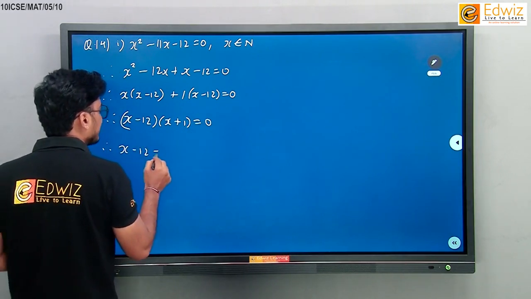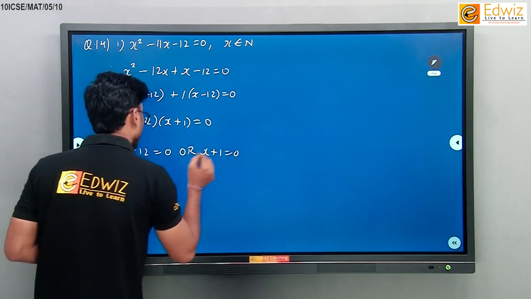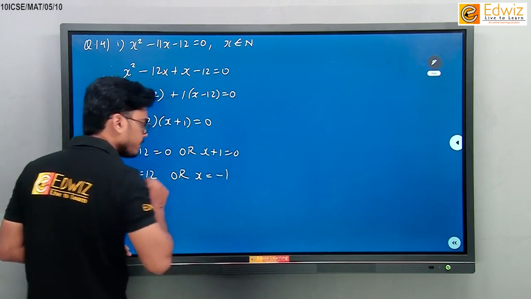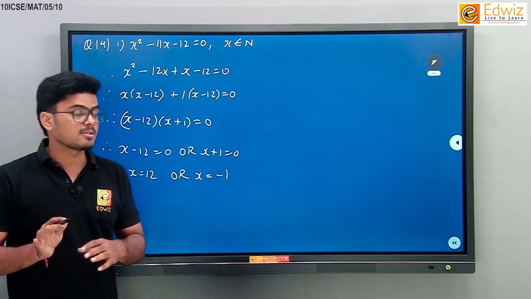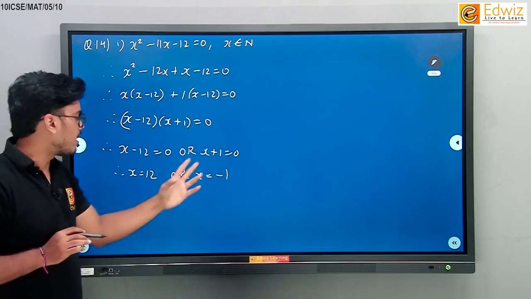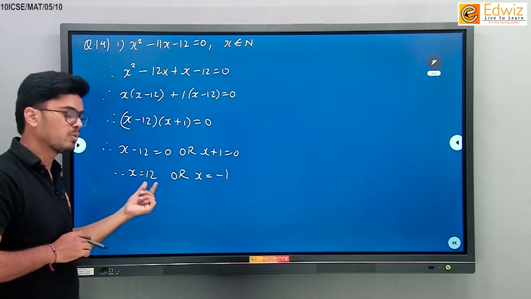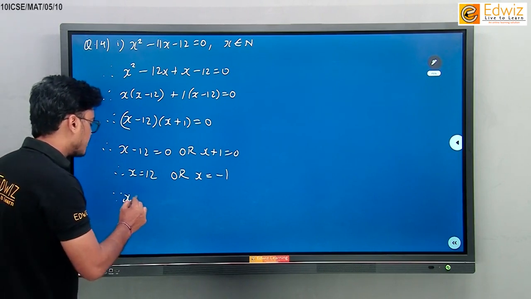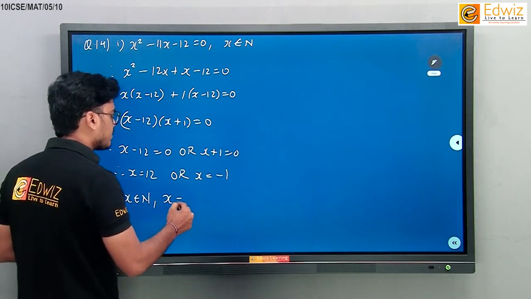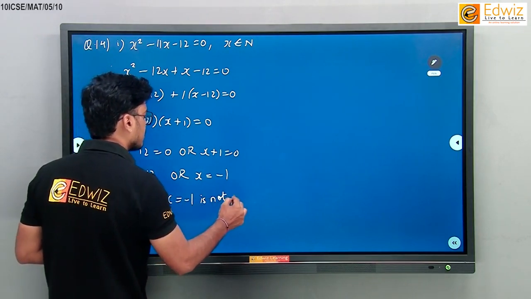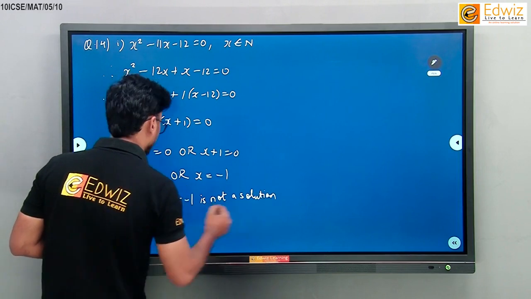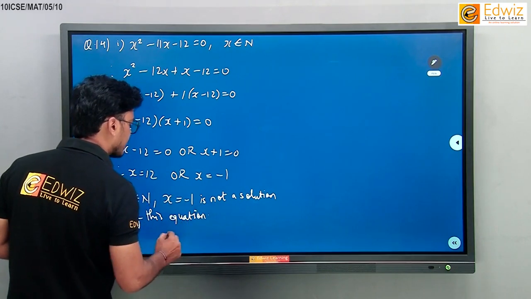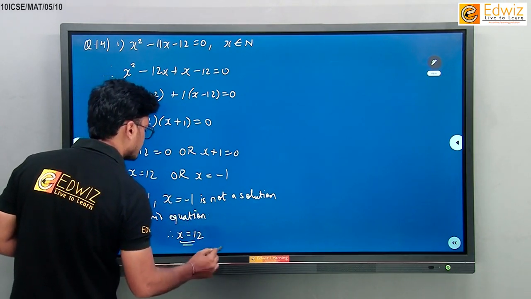That means x minus 12 is 0 or x plus 1 is 0. So x is 12 or x is equal to minus 1. But I told you earlier that the solution has to be a natural number. Out of these two solutions, the only natural number is 12. So we will have to discard x equal to minus 1. Since x belongs to natural numbers, x equal to minus 1 is not a solution of this equation. Therefore x equal to 12 is the only solution.